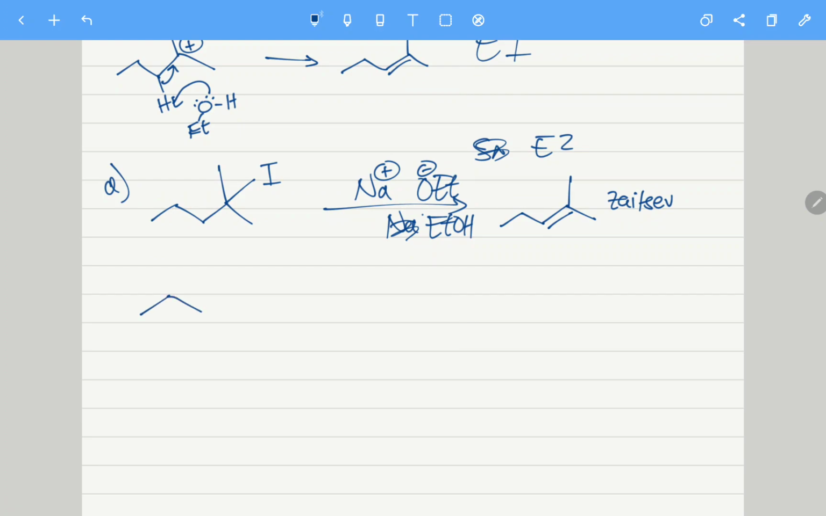So our first thing that we're going to do is I'm just going to redraw this. And I'm going to just draw in one of the beta hydrogens, your ethoxide, which is your base. Remember, the sodium is a spectator, so don't do anything with it. So your base will deprotonate that hydrogen, form a double bond, and kick the leaving group at the same time because this is E2.